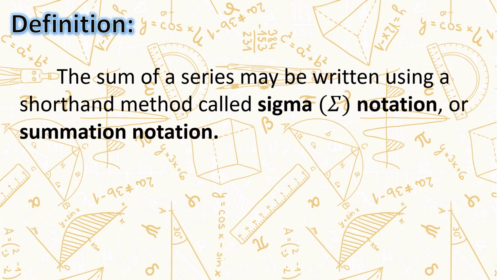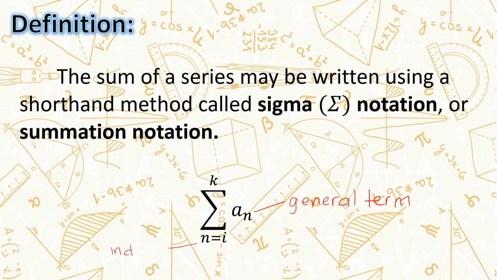The sum of a series may be written using a shorthand method called the sigma notation or summation notation. This is read as the sum of a sub n from n equals i to k, where a sub n is the nth term or the general term of the series, n is the index of the summation, i is the lower bound or the lower limit, and k is the upper bound or the upper limit.